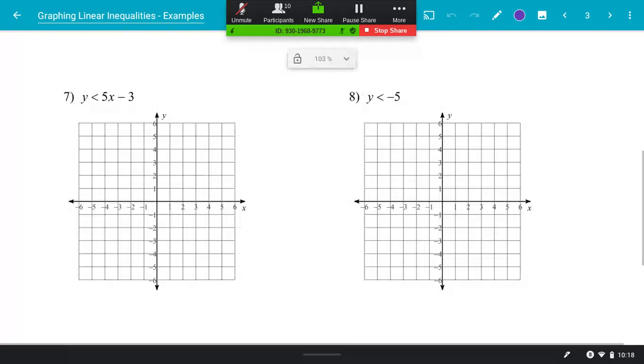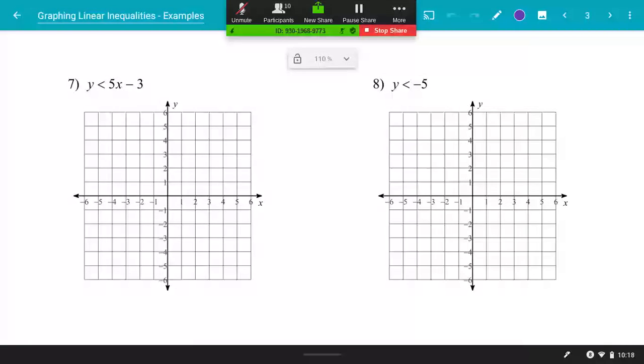One more. We're just flying here, right, Tristan? Y-intercept? -3. Slope? 5. Up 5. 1, 2, 3, 4, 5. Over 1. Solid or dotted? Don't everybody speak at once. Solid or dotted? Dotted. Okay. Pencil on the y-intercept. Read the sign. What's it say? Less than, so below.